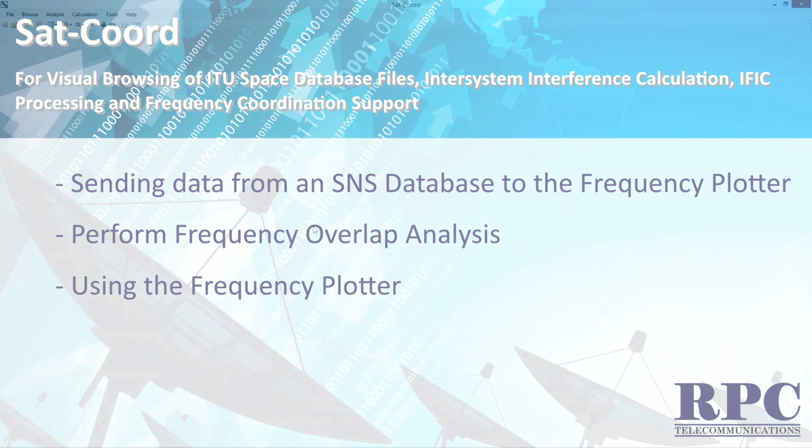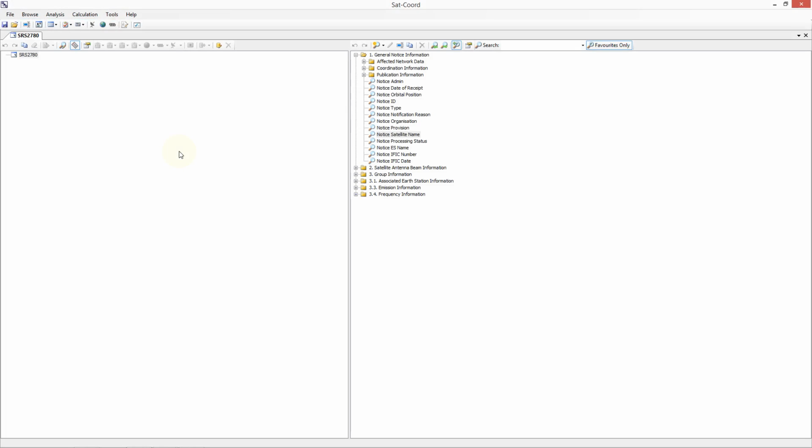To send data from an SNS database to the frequency plotter, the first step is opening the SNS database that contains the frequency data you wish to view. For this example, I'm going to open the SOS by clicking on the Browse menu item and then selecting the SOS database. Next, you should browse to the data you wish to send to the frequency plotter.